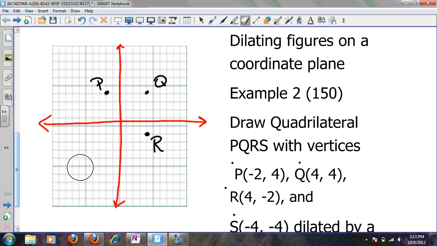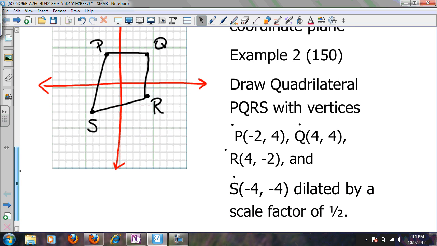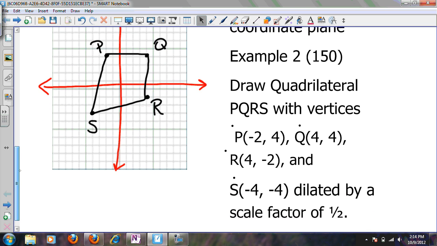Too low. 1, 2, 3, 4. This is S. Okay, if we connect those, we see our quadrilateral, similar to what is on page 150. Now, I'm going to dilate this quadrilateral by a scale factor of 1/2.